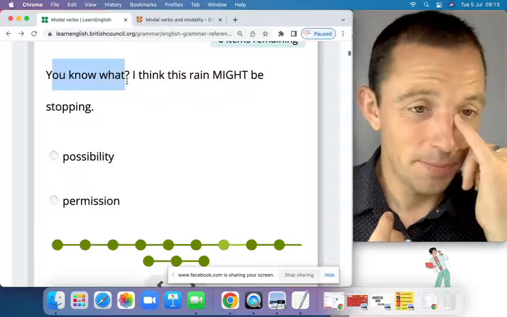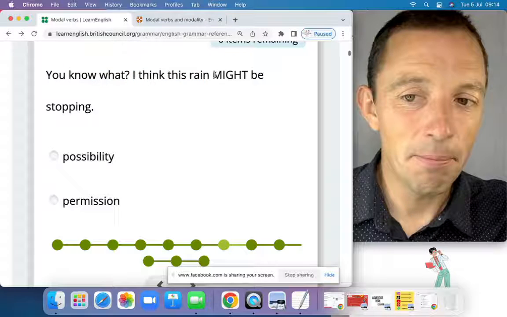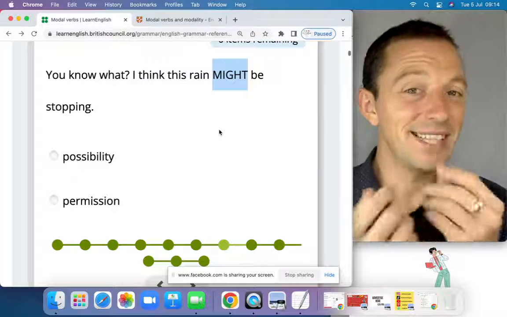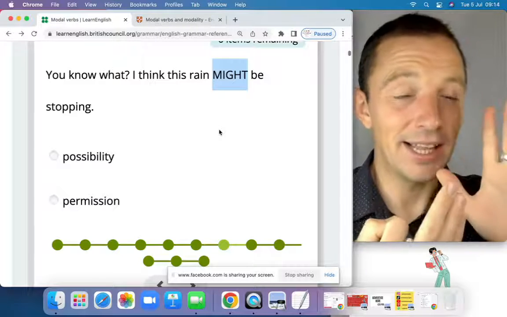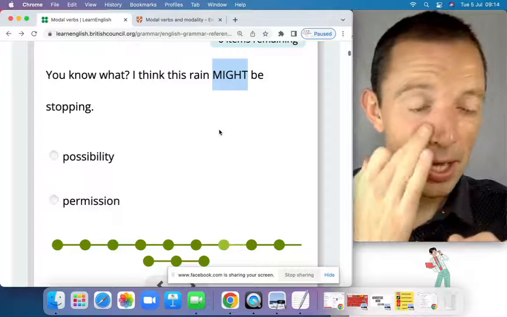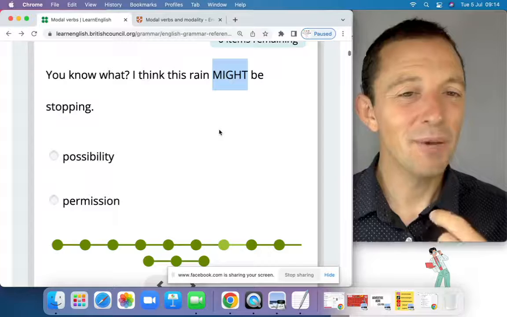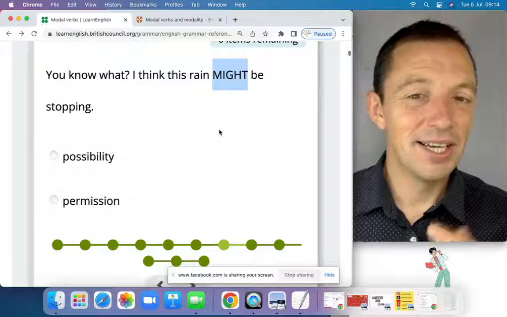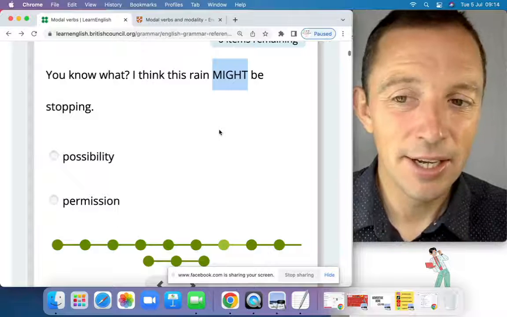You know what? I think this rain might be stopping. Might is the modal. It's very similar. Might, may, could. And I think you can say might be stopping, could be stopping, may be stopping. Is this sentence possibility or permission? For me, it's very clear again. What do you think is the correct answer?